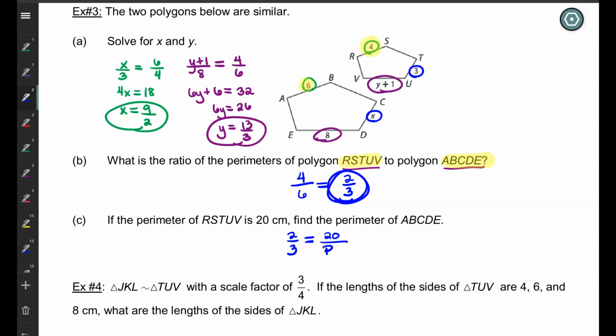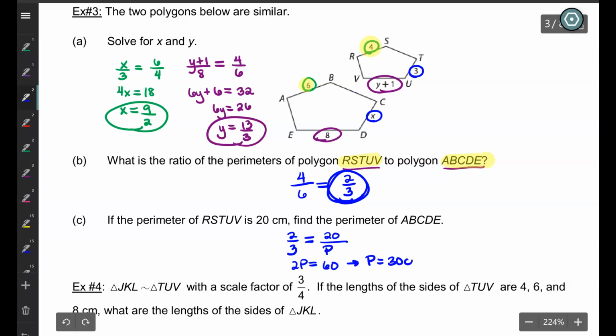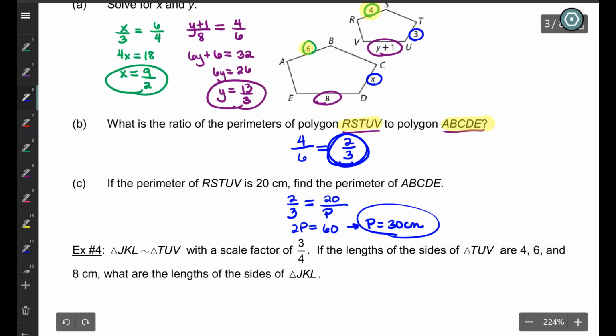Okay, go ahead and cross multiply. We get perimeter is going to be 30, and that's centimeters. So ABCDE has a perimeter of 30.